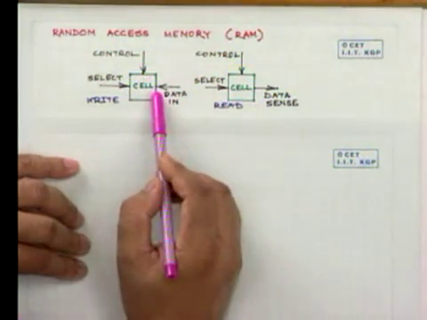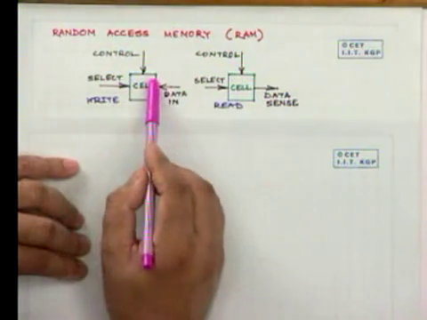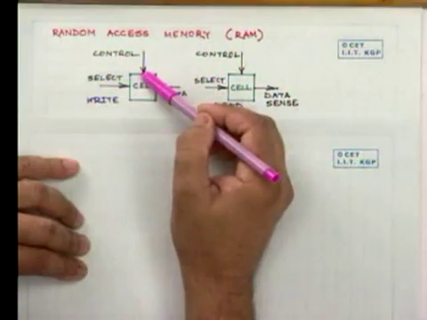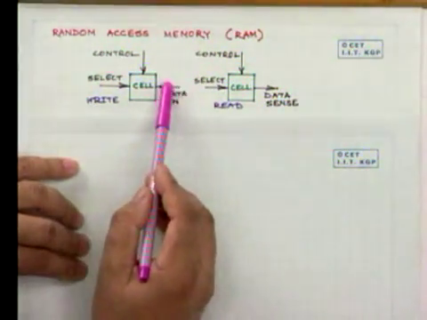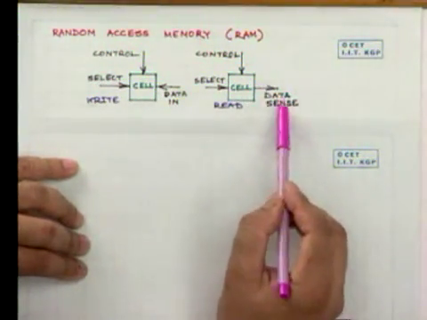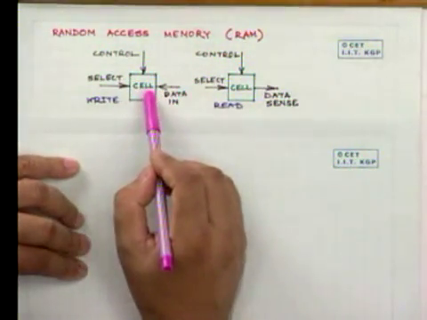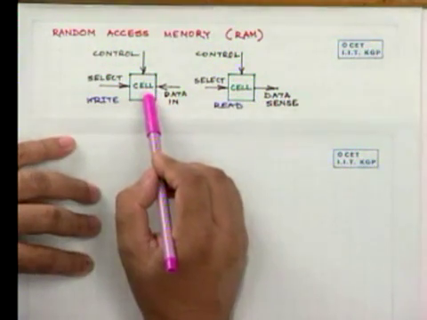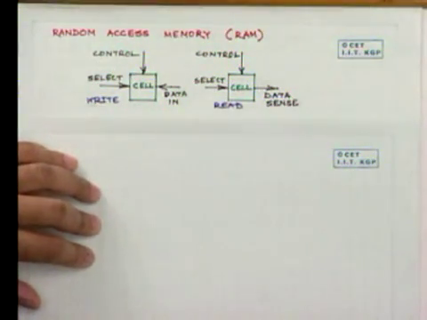The several inputs to the cell are a select input which selects the cell, and a control input telling what is to be done, either a read operation or a write operation. If it is a write operation, then there should be a data in. If it is a read operation, then there should be a data out. Now, a cell is essentially an electronic circuit. The exact construction of a cell is beyond the scope of this lecture, and therefore I will not discuss it.